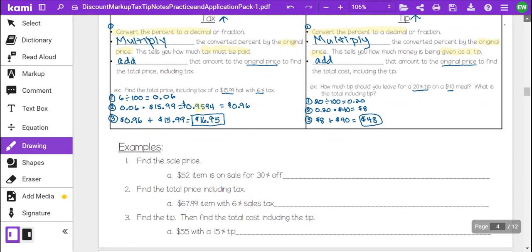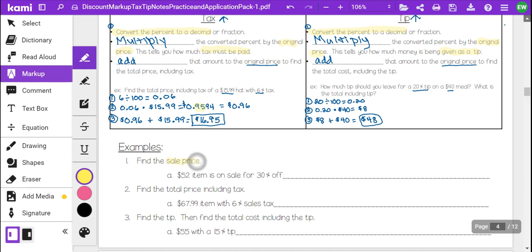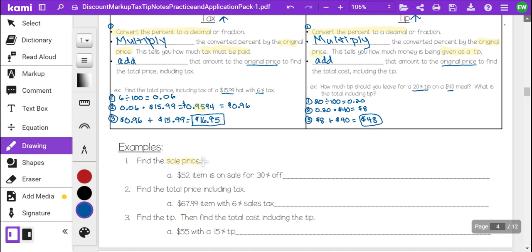Okay, so our examples. Find the sale price. Sale price would be a discount, right? So I want you guys to get used to seeing that. So our price is going to go down, okay? Find the total price including tax. As I can see from above, tax means my price increases. Find the tip, then the total cost.